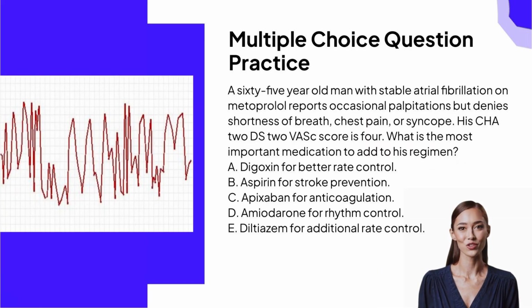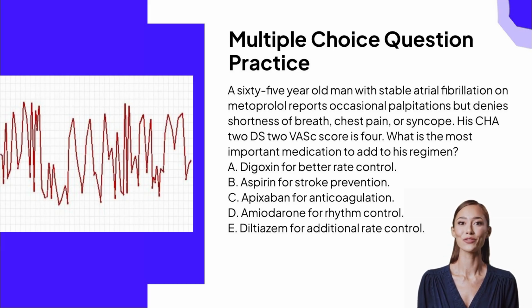Time for some multiple choice practice. A 65-year-old man with stable atrial fibrillation on metoprolol reports occasional palpitations but denies shortness of breath, chest pain, or syncope. His CHA2DS2-VASc score is 4. What is the most important medication to add to his regimen?